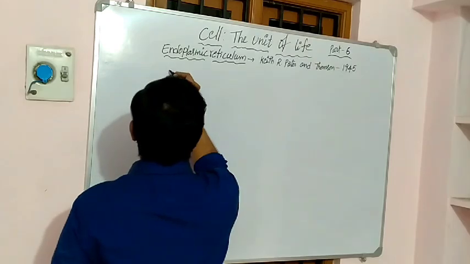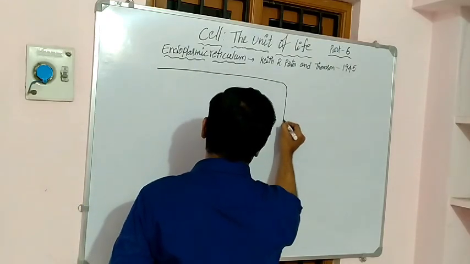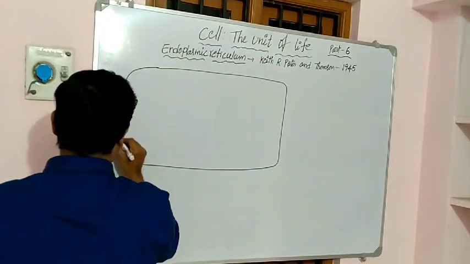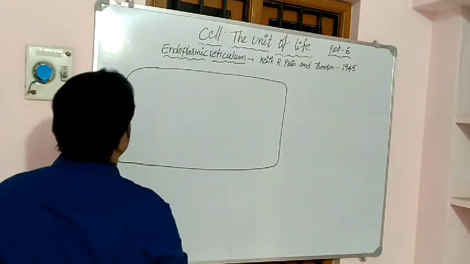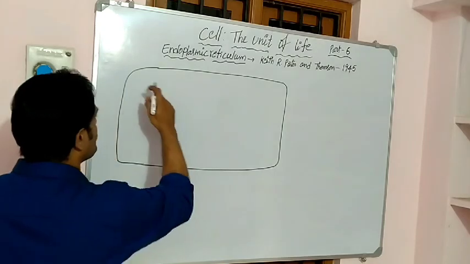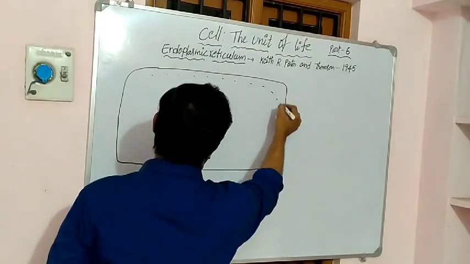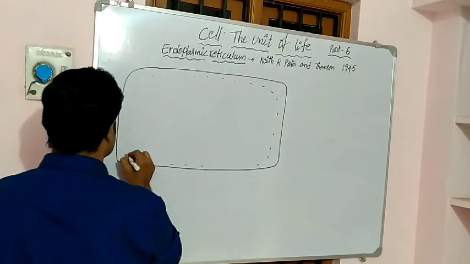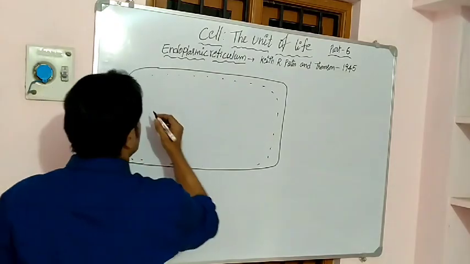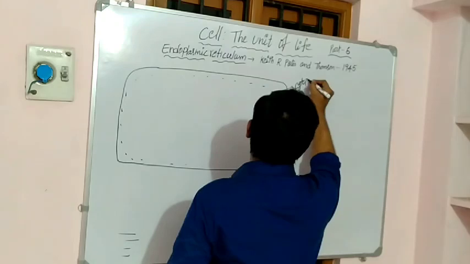Now coming to the eukaryotic cell. This is the structure of the eukaryotic cell. Already you know very well that inside the cell some fluid material is present. This fluid material is called cytoplasm.